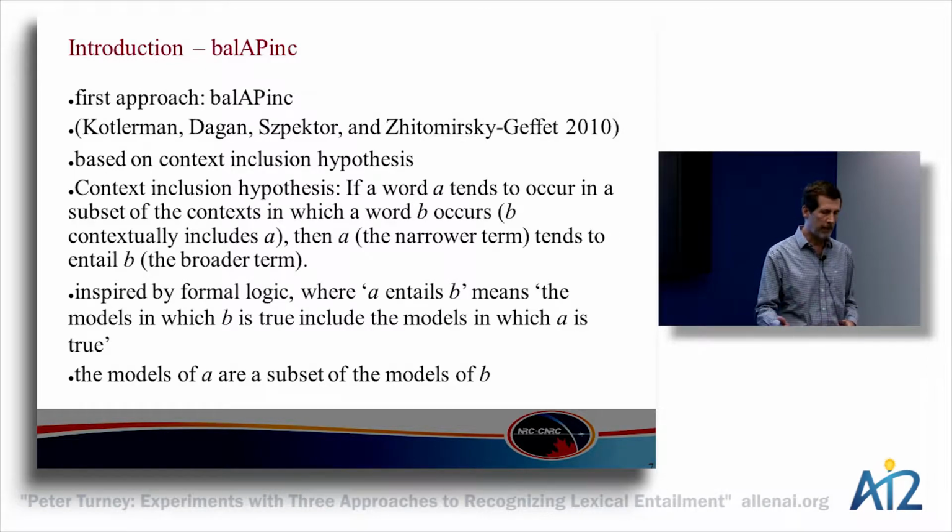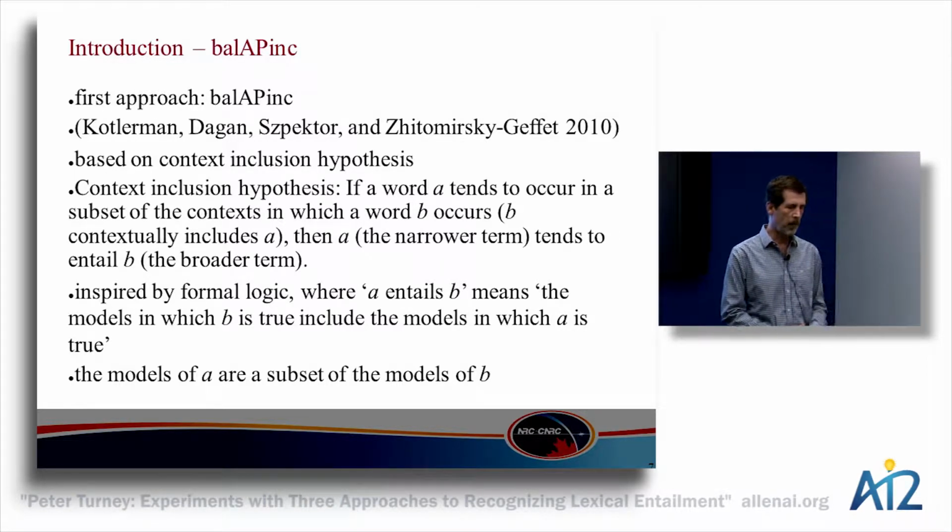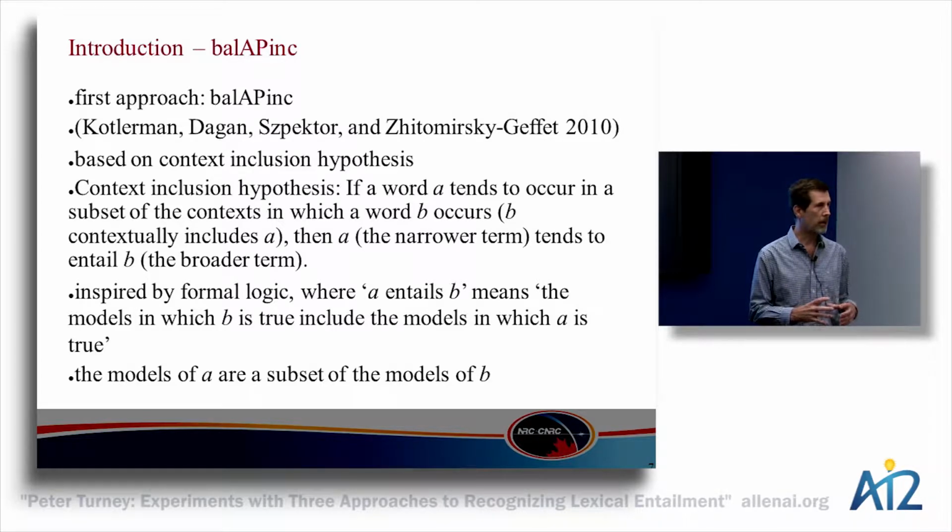This idea is basically inspired by formal logic, where you have a subset relation like this in model theory. So the models of A are a subset of the models of B. And the idea of the context inclusion hypothesis is that model subset relations are kind of like context subset relations. It's a questionable hypothesis, but that's the basic idea behind it.